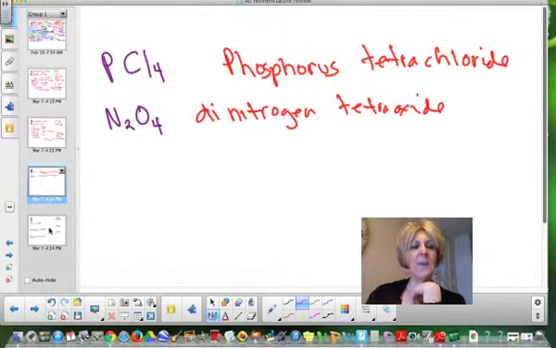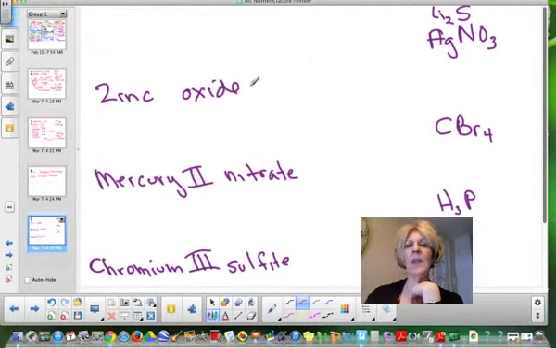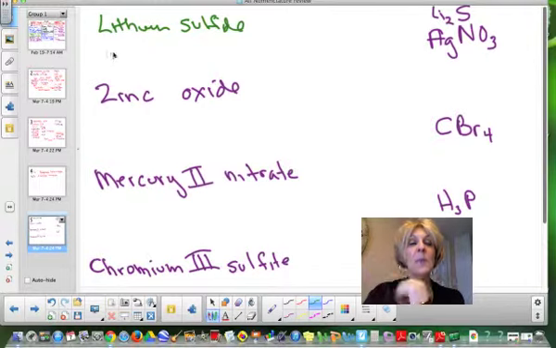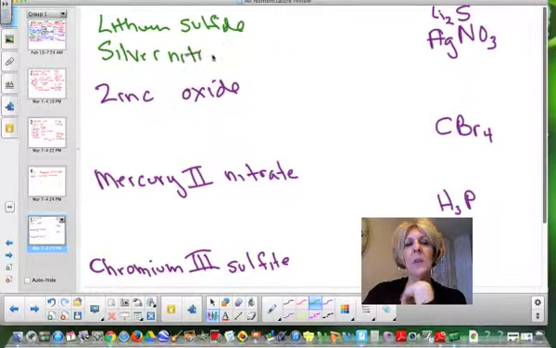All right, so I think my last page here, I've just got some that I've mixed up a little bit. So let's see if we can figure these out. You look at this and you see, yep, that's a metal and a nonmetal. So this is just plain old lithium sulfide. I don't need a Roman numeral because it's not a transition metal. This one is silver nitrate. Silver is technically a transition metal, but that's one of the transition metals that you memorize that you don't need a Roman numeral because silver is always +1. So we just say this is silver nitrate.